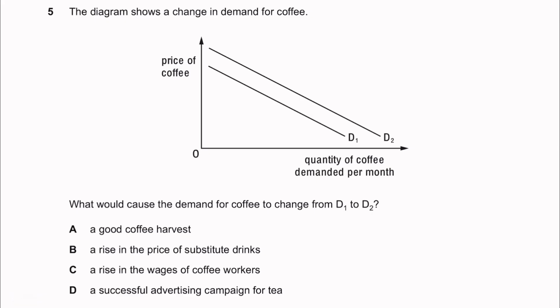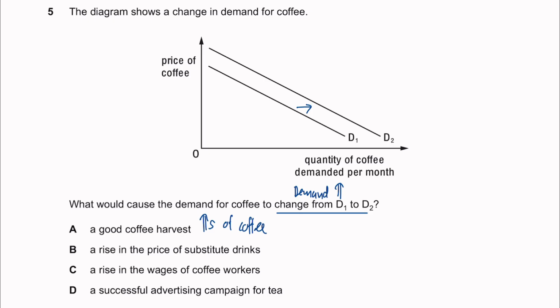Question 5. The diagram shows a change in demand for coffee. What would cause the demand for coffee to change from D1 to D2? So there's a rightward shift. So this means that demand increases. Okay, because of the rightward shift. So let's see the answers. A, a good coffee harvest. No, because this will increase the supply of coffee. So it has nothing to do with the demand.